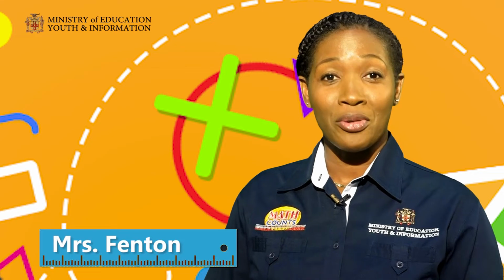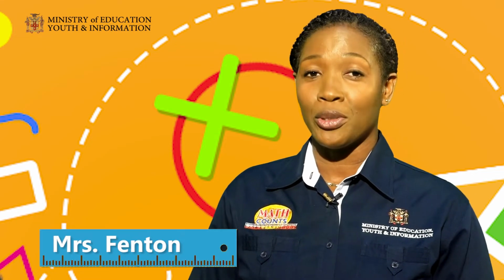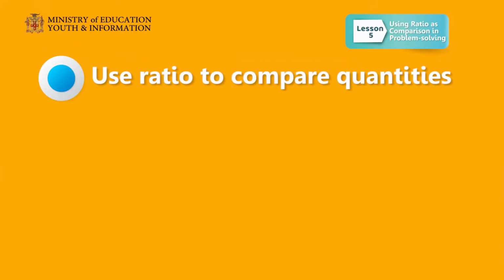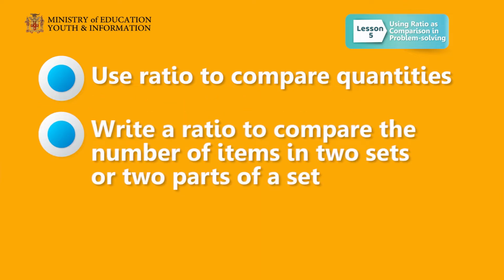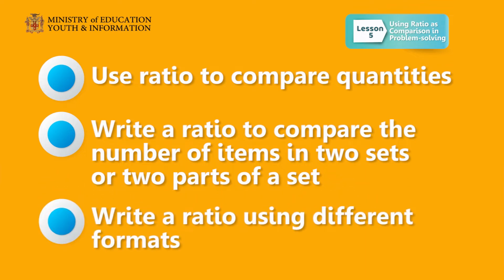Now when we are through exploring, we'll be able to use ratio to compare quantities. Write a ratio to compare the number of items in two sets or two parts of a set. Write a ratio using different formats, such as 1 to 5 or even as a fraction.